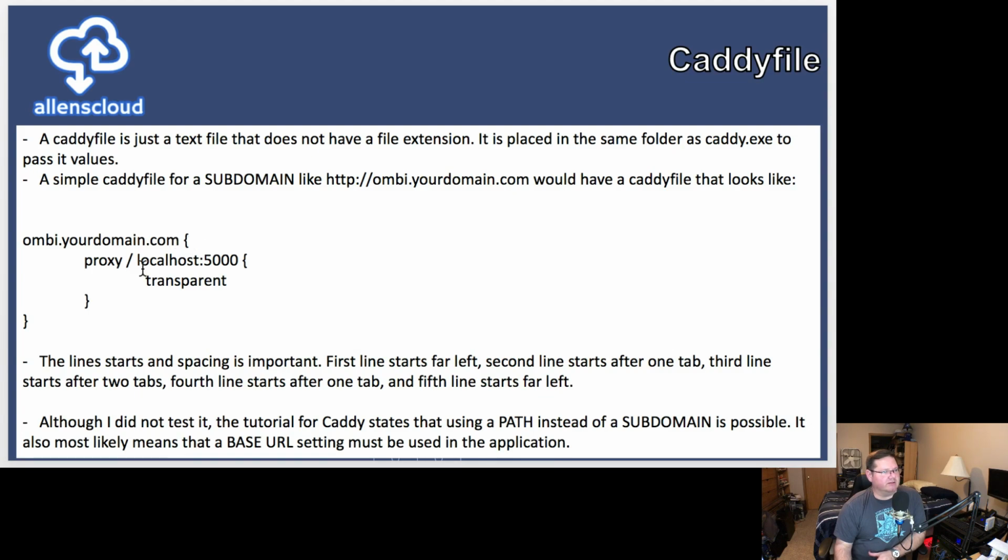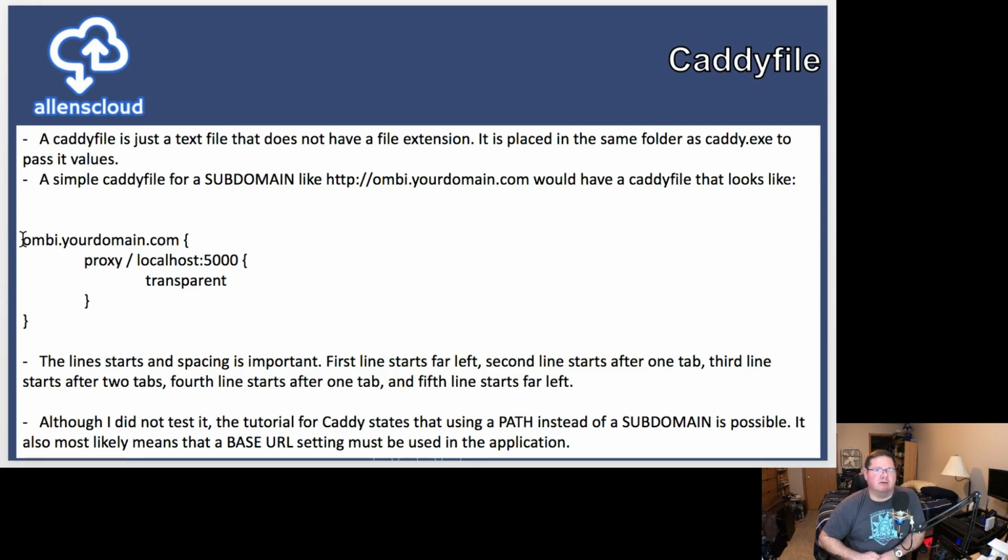.yourdomain.com, or whatever it is, and then these brackets here, and the spacing is pretty important. Like I said, the first line starts to the far left, the second line is 1 tab, the third line is 2 tabs over before it starts, the fourth line here is 1 tab, and then the fifth line is justified all the way to the left. This piece right here, that's all you have to put into that Caddy file.